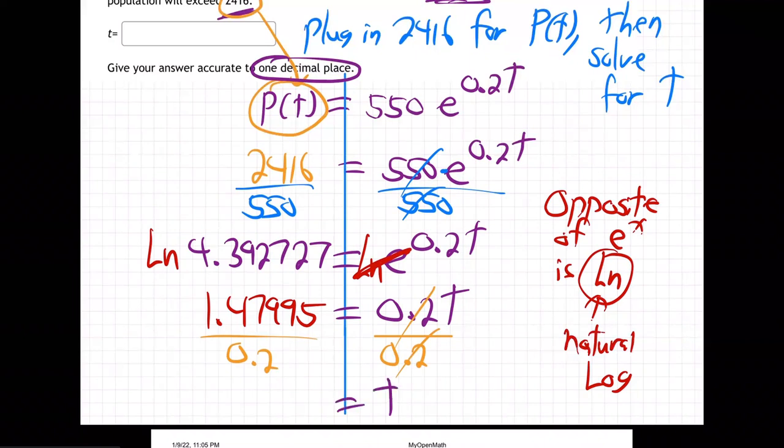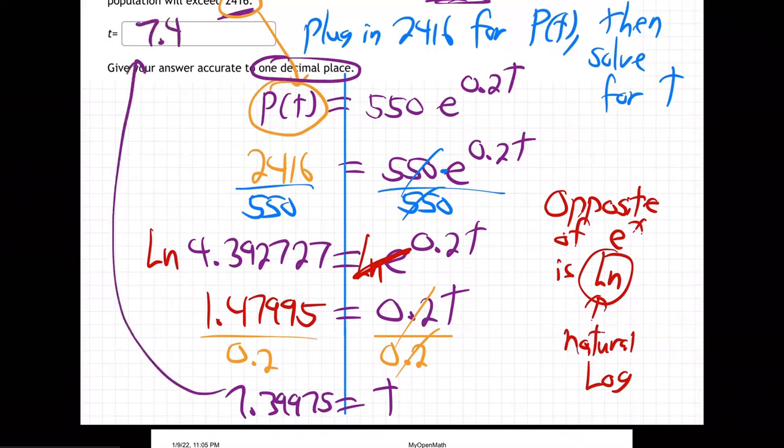And so once you get rid of that e, it's a lot better. And the final answer, I'm getting 7.39975. And so they asked me to round to one decimal place. So the answer is going to be 7.4. You remember how rounding works? Whenever you want to round something, you stop right there. This 9 tells me to round that up to 4. And round to one decimal place, 7.4.